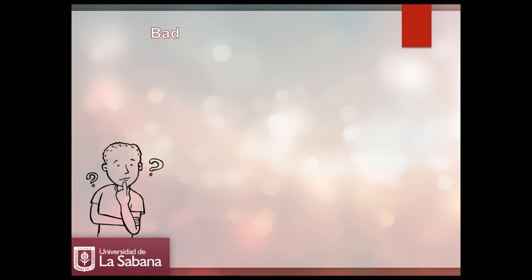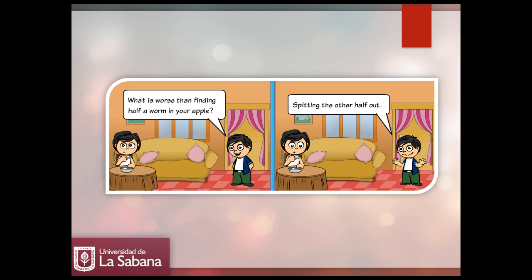Bad also changes differently in the comparative and the superlative degree. Do you know its forms? Look at this example. What is worse than finding half a worm in your apple? Spitting the other half out. In the comparative form, the adjective bad becomes worse. And in the superlative, it becomes the worst.